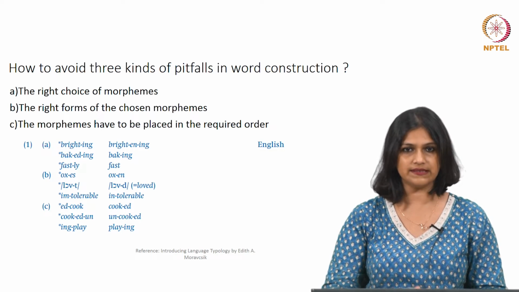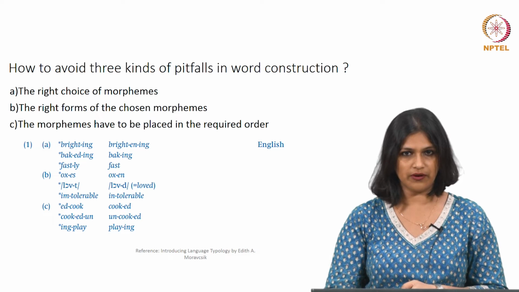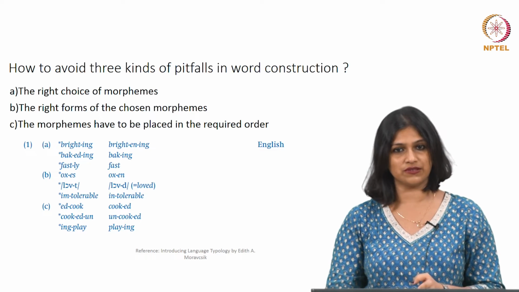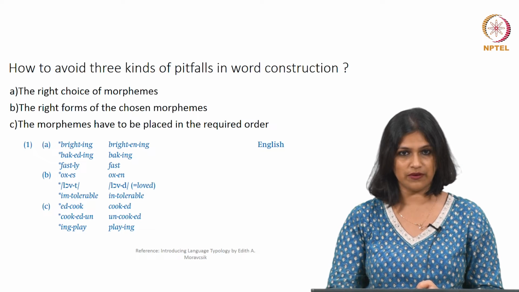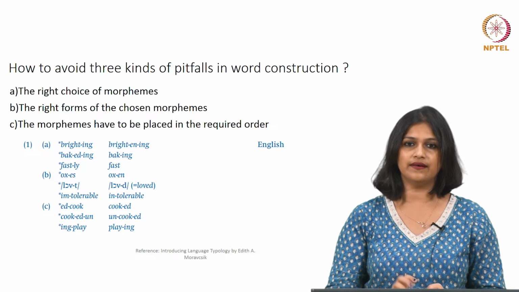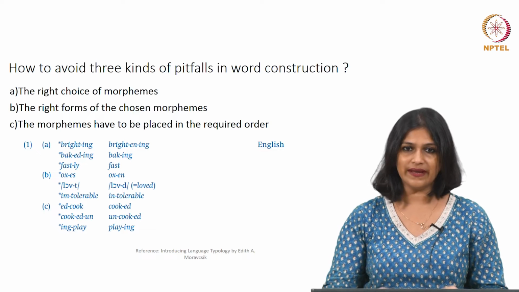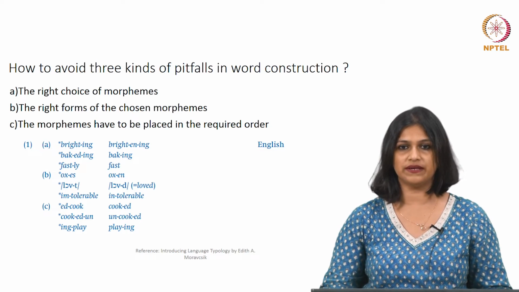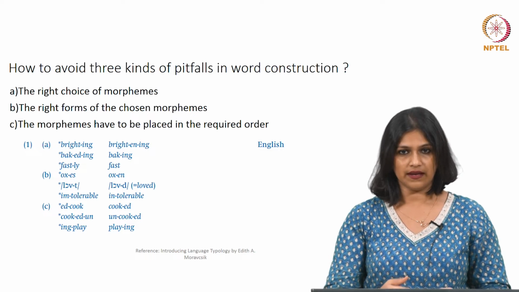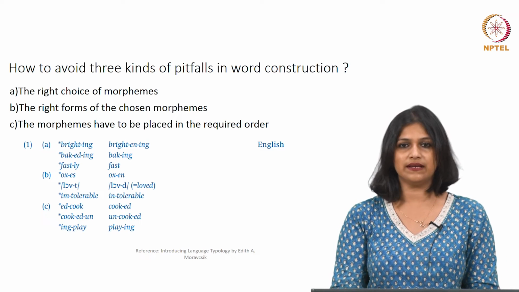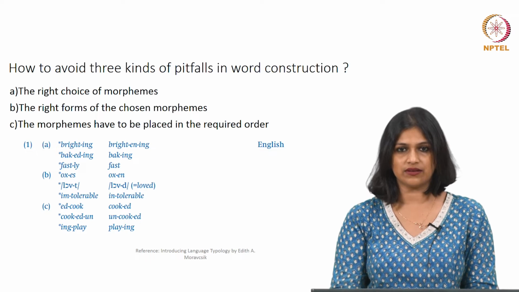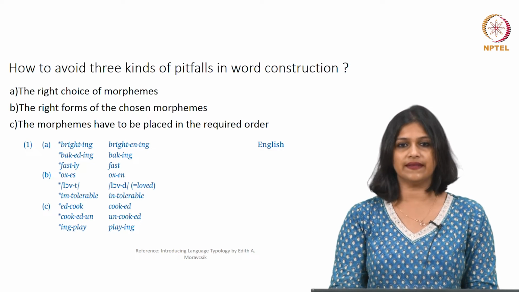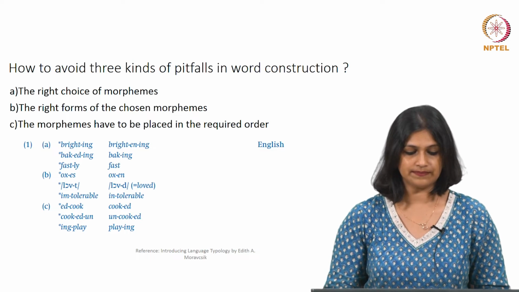So, 3 points: the selection of the right morpheme. Second, the selection of the right form of the chosen morpheme. And third, the sequence of the morphemes which you have already chosen; it has to be done in the required order. If these 3 pitfalls can be identified and worked on, then you are going to get the right kind of words.